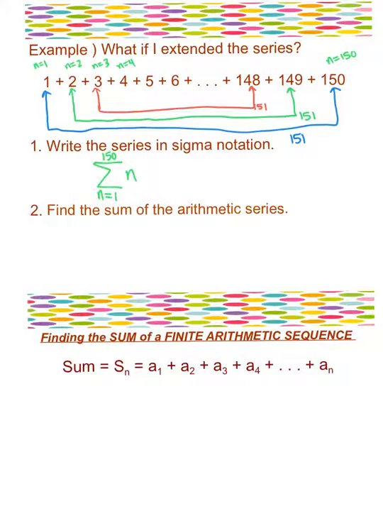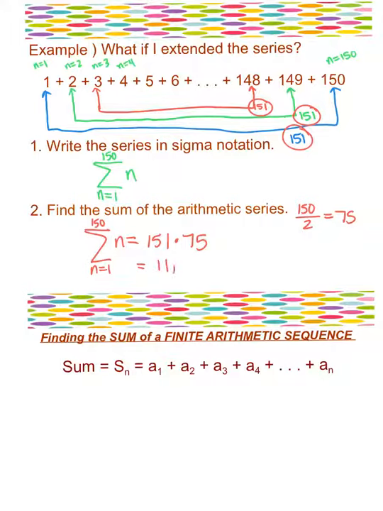So when I'm finding the sum, I'm really saying, every single time I pull these together, I get 151. The question is, how many 151s do I have? How many groups of 151? Well, I have 150 terms here, and I'm pairing them off into groups of 2. So how many groups of 2 will I have? If I take 150 and divide that into pairs of 2, there will be 75 total pairs. So I have 151 times 75, and that gives me 11,325.